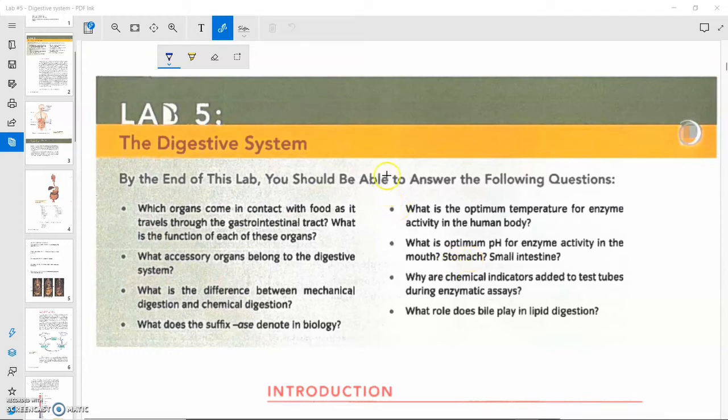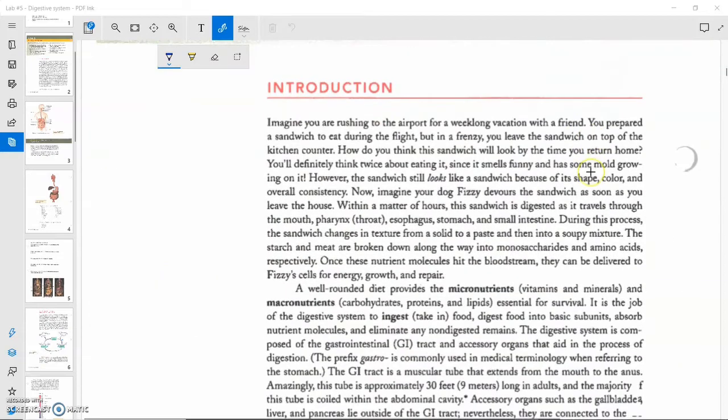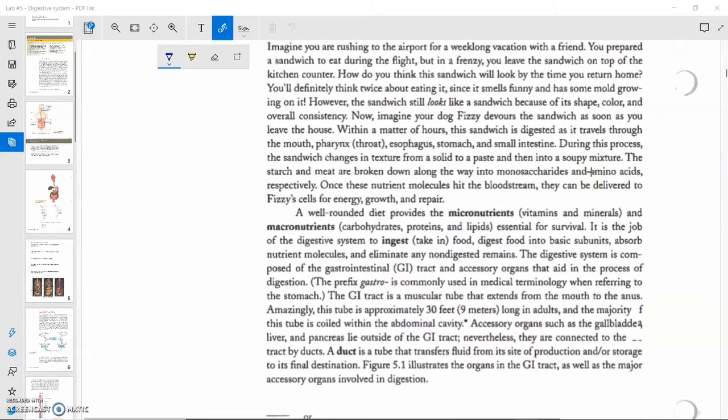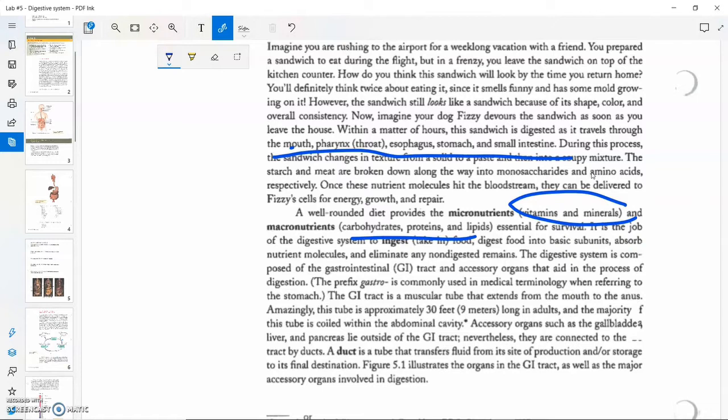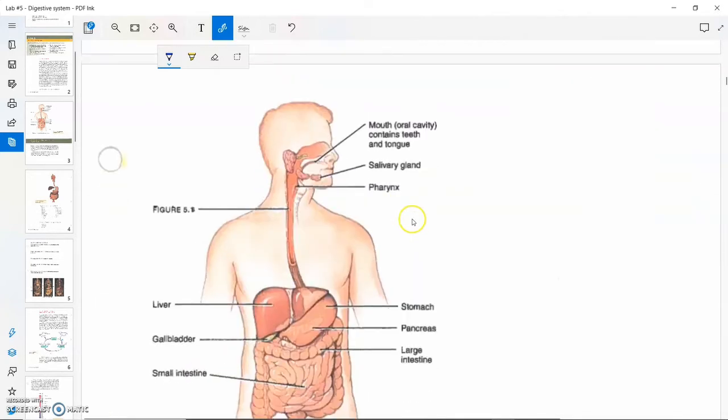We're going to discuss some aspects of the digestive system in this lab today, and we're going to start with the general structure of the digestive system. It consists of several parts: the mouth, pharynx, throat, esophagus, stomach, small and large intestine. The function of the digestive system is to break down the food into nutrients, and then absorb nutrients, vitamins, minerals, carbohydrates, proteins, and lipids from the gastrointestinal tract into the bloodstream.